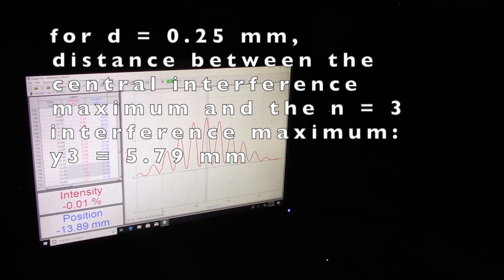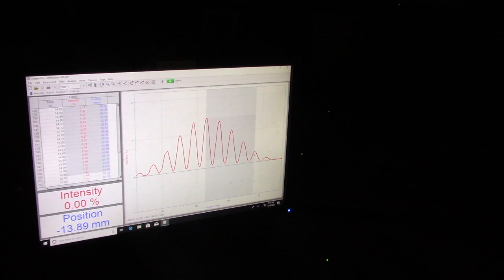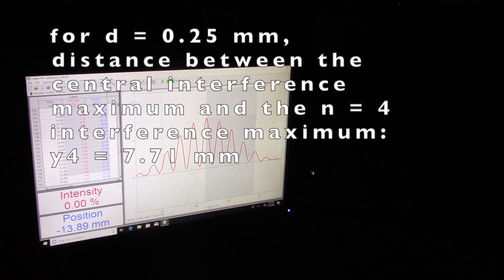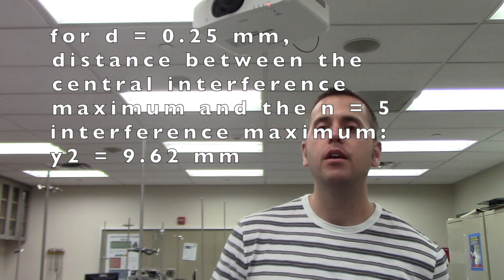Okay, let's do the same thing for n equals 4. Distance between that and the central peak is 7.71 millimeters. Then finally we'll do it for n equals 5. That distance is 9.62 millimeters. All right, so that's it for the experiment.